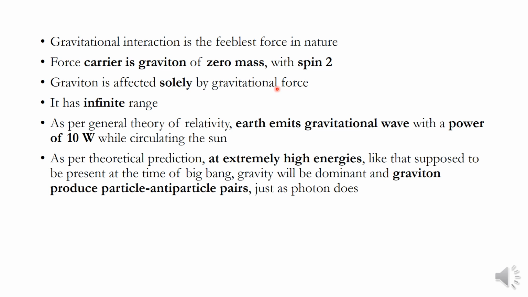One example of how feeble the gravitational force is: Earth emits gravitational waves with a power of only 10 watt while circulating the sun. So this much lower power is emitted by the earth while circulating the sun in the form of gravitational waves.